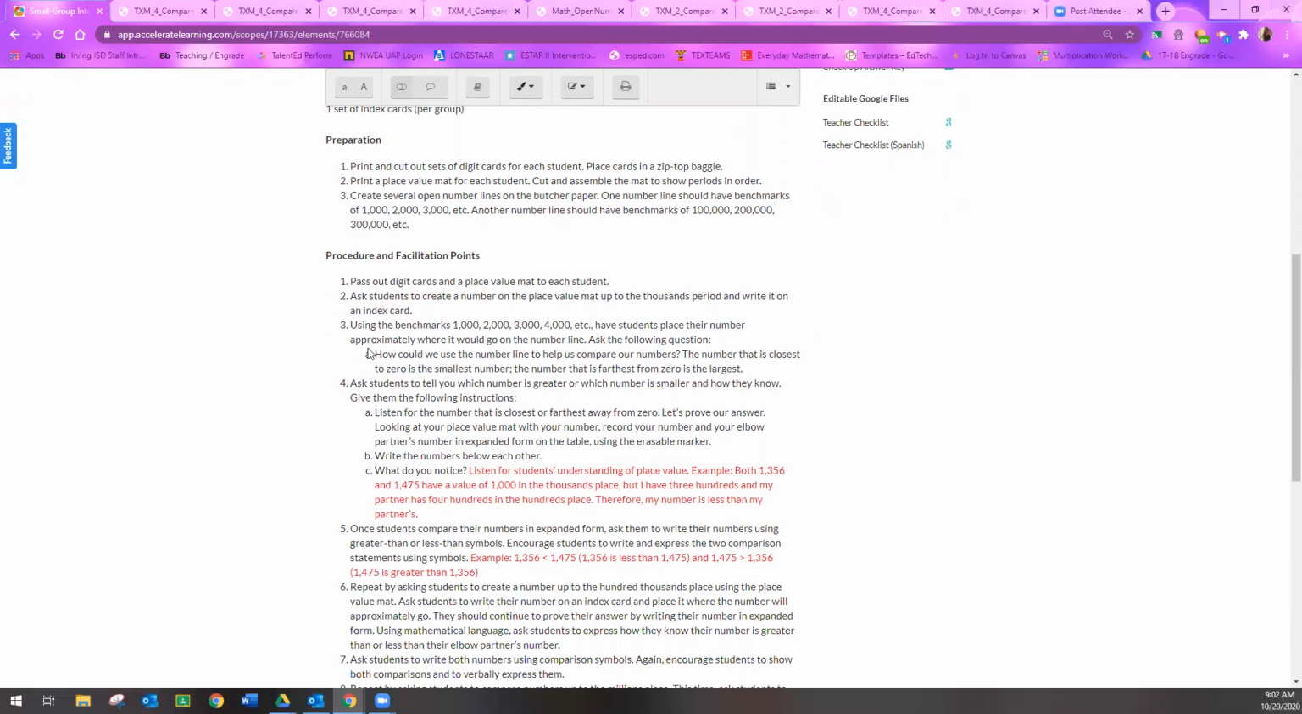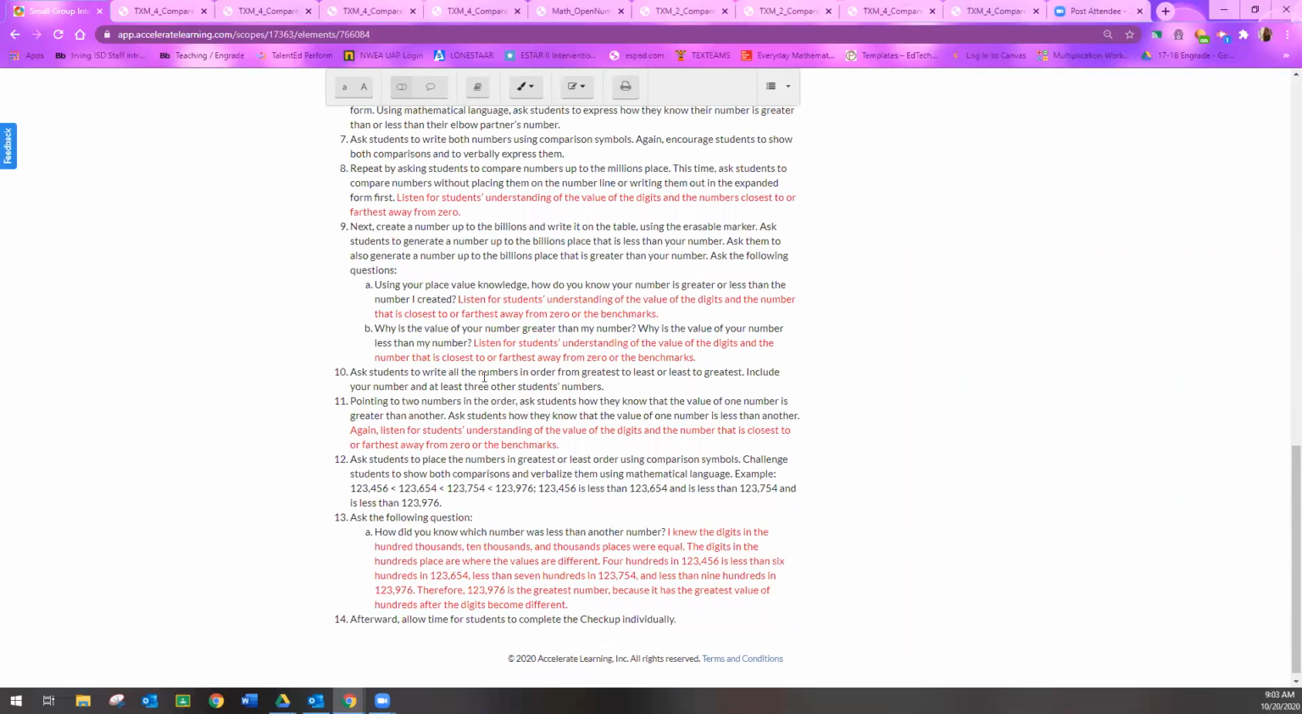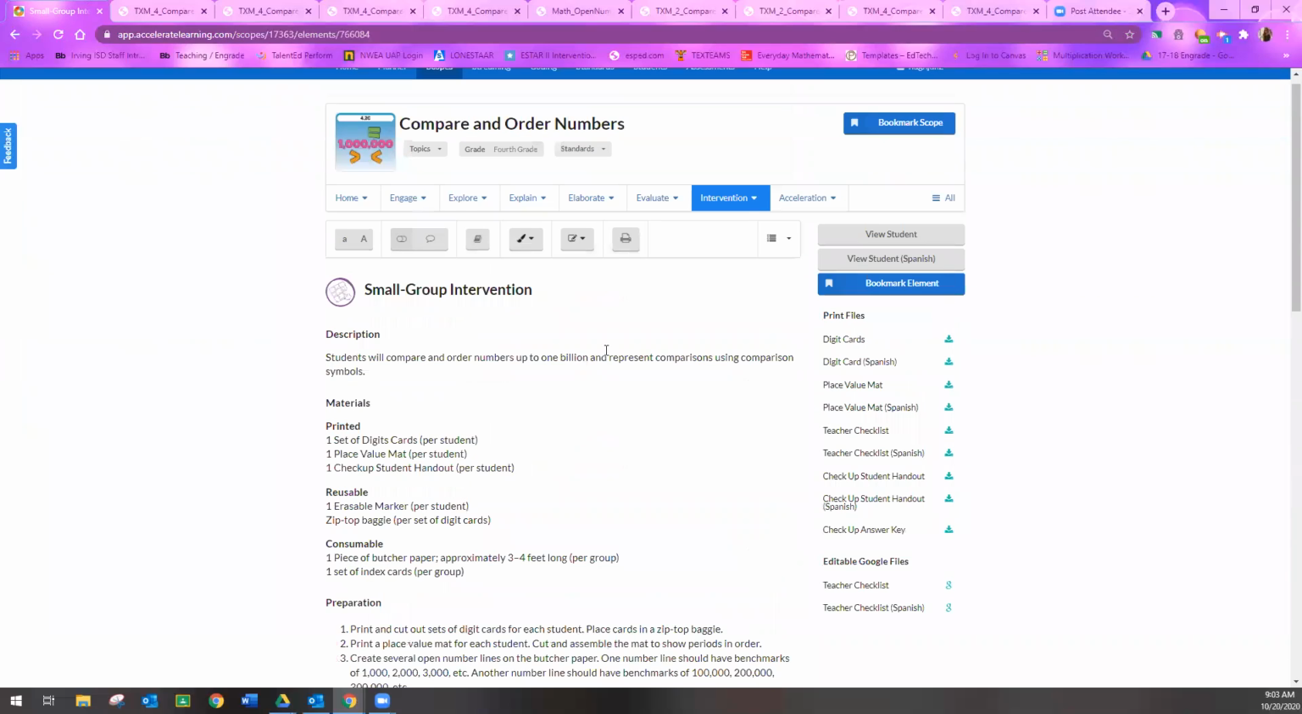And for example, if you look at the facilitation point number 3, using the benchmarks 1,000, 2,000, 3,000, 4,000, have students place their number approximately where it would go on a number line. You can change those numbers up and practice that same skill several times in 1 lesson. And so it's going to be a lot of practice for these students. They need a lot of repetition.